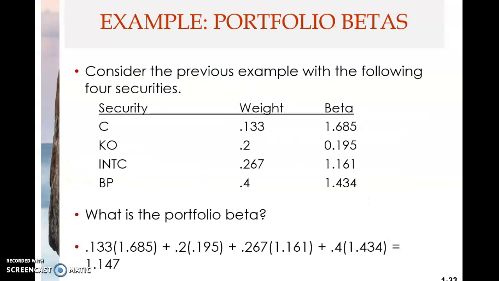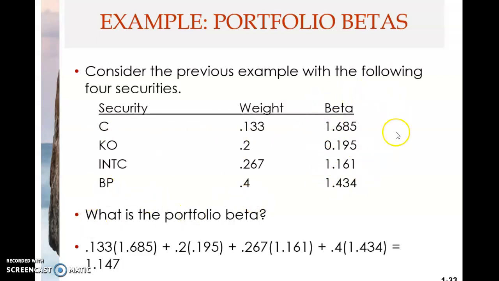Now we move on to the next part. Since we are given the beta for each security here, you don't have to compute this. You are considering the previous example with the 4 securities, a portfolio made up of these 4 securities. Here you are given the weight, which we computed earlier in the class, and additional information: the beta for each security. Now, what is the beta of the portfolio?